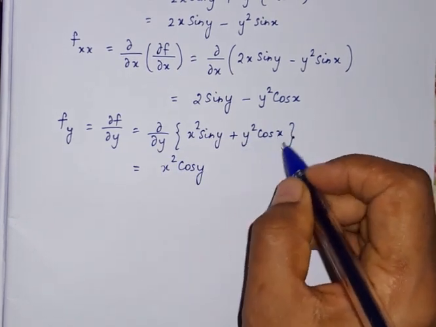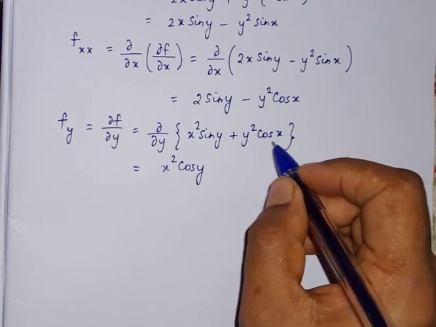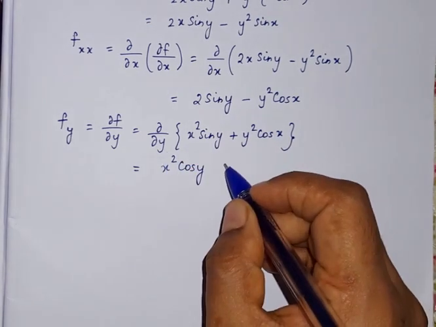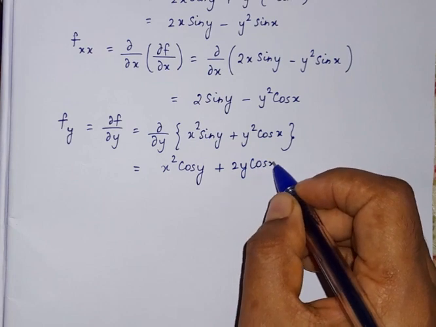And what happens to this term? Here cos x will be the constant term. It will be as such. Y square, when differentiated with respect to y, gives 2y. So you will be getting it as plus 2y cos x.